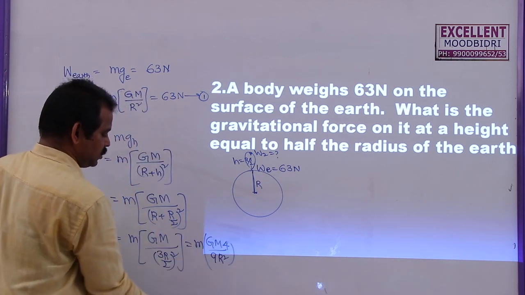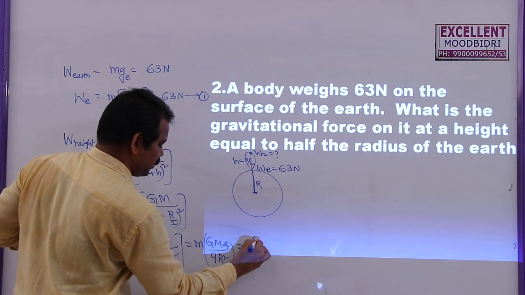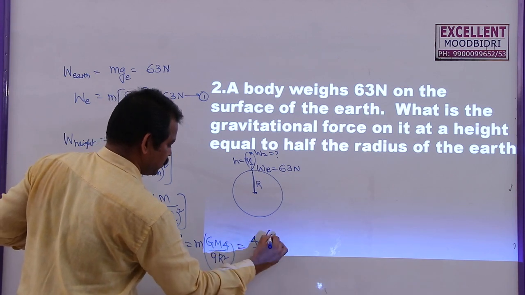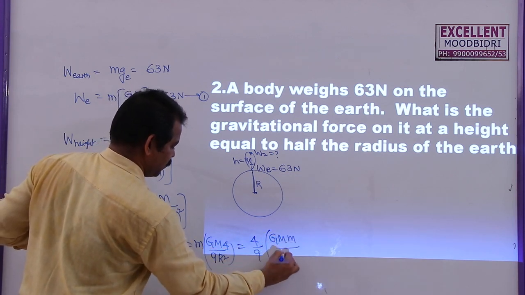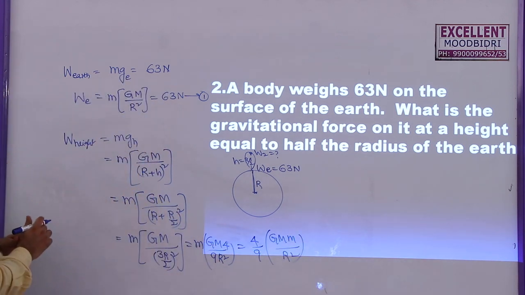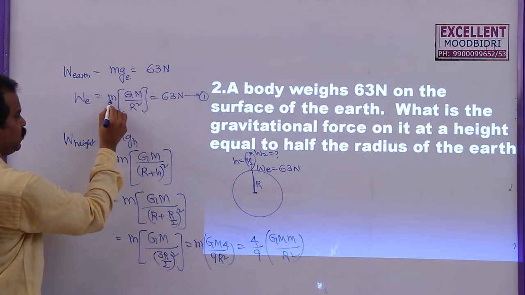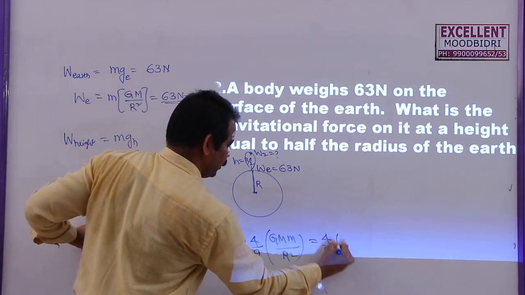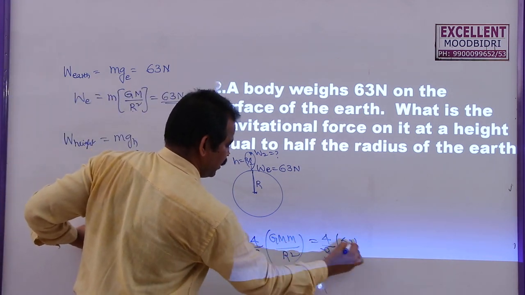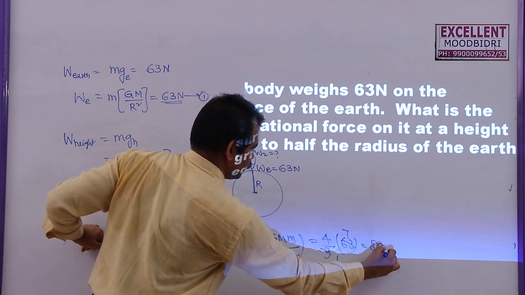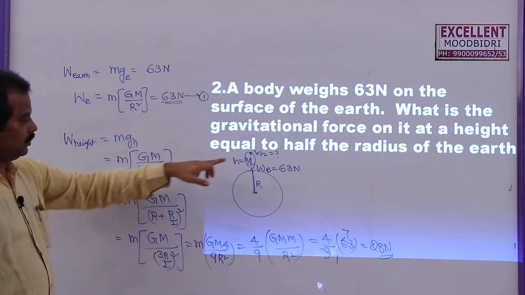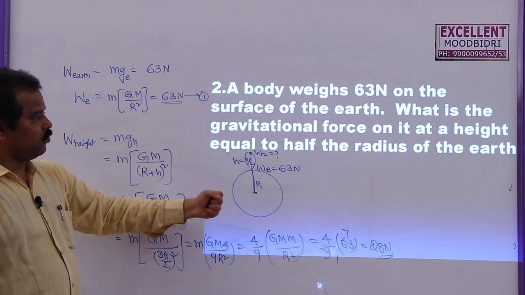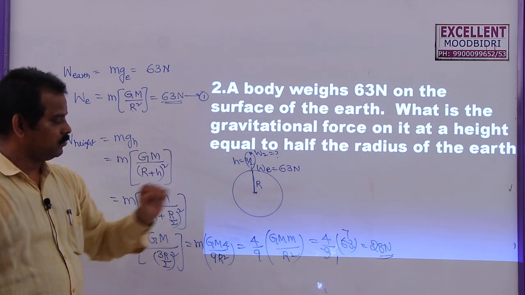Now here what is common? This 4 by 9 if you take common, the remaining terms are capital G capital M small m by r square. You can see this one, capital G capital M small m by r square, is 63. So this will be 4 by 9 times 63, nine ones are nine, so nine sevens. So this will become 28 newtons. That means at this point the gravitational force, or the weight of the body, will become 28 newtons.